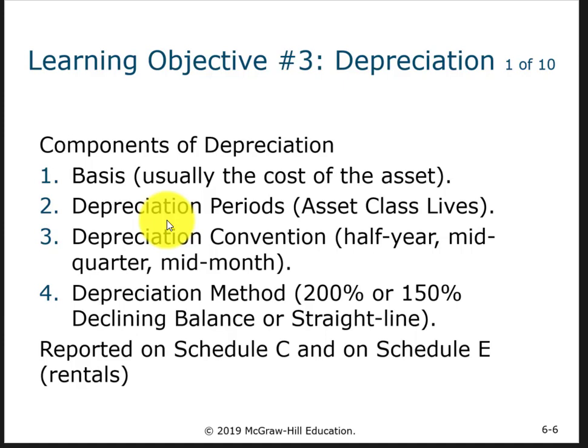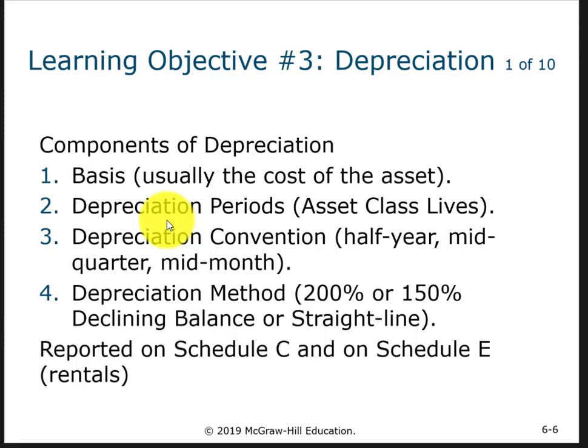And mid-quarter is only used if you buy more than 40% of your non-real estate assets in the last quarter of the year. So remember, the half-year convention kind of assumes everything is bought halfway through the year, which seems like a good average, assuming you buy your assets kind of here or there during the year. But somebody said, oh, I'll just wait till the end of the year and buy a bunch of assets.